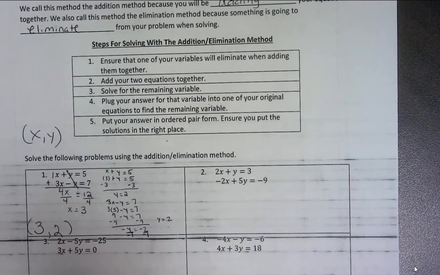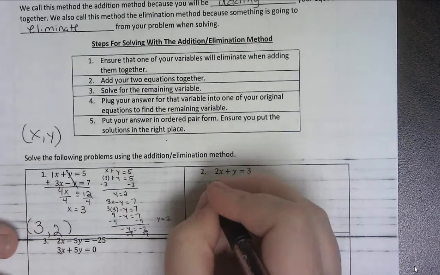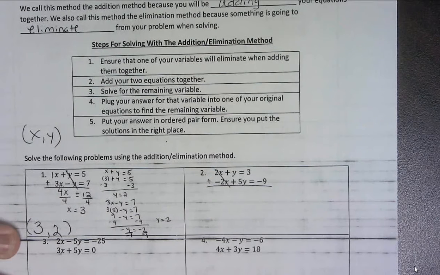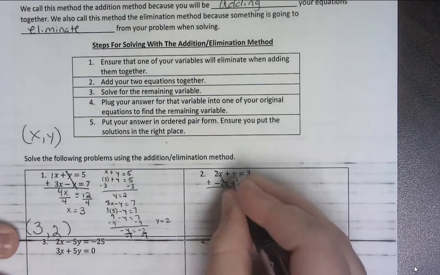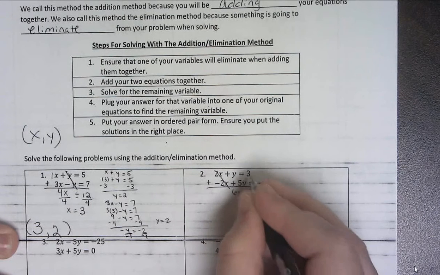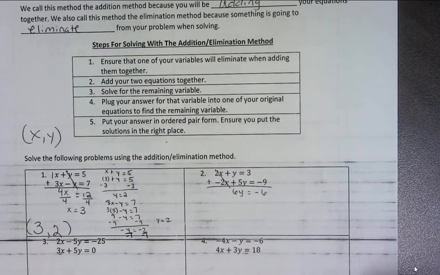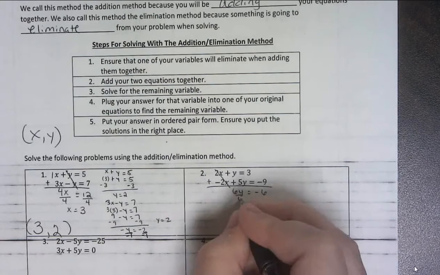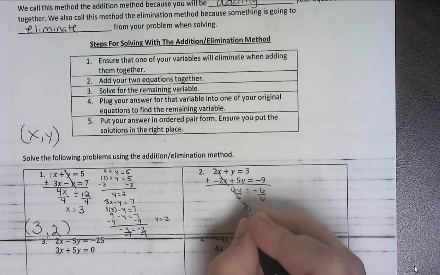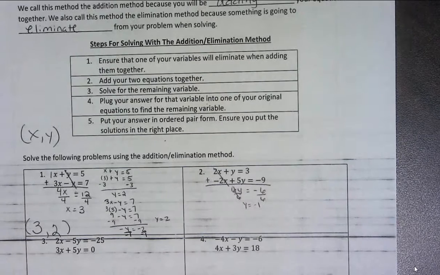So now when we look at number 2, we're saying, okay, is one of our variables going to eliminate? If you look, you will have the x's eliminate. It's positive 2 minus 2, that would give you 0. So y plus 5y is 6y. And then 3 plus negative 9 is negative 6. Now we're going to divide both sides by 6 to get that y by itself. So y equals negative 1.